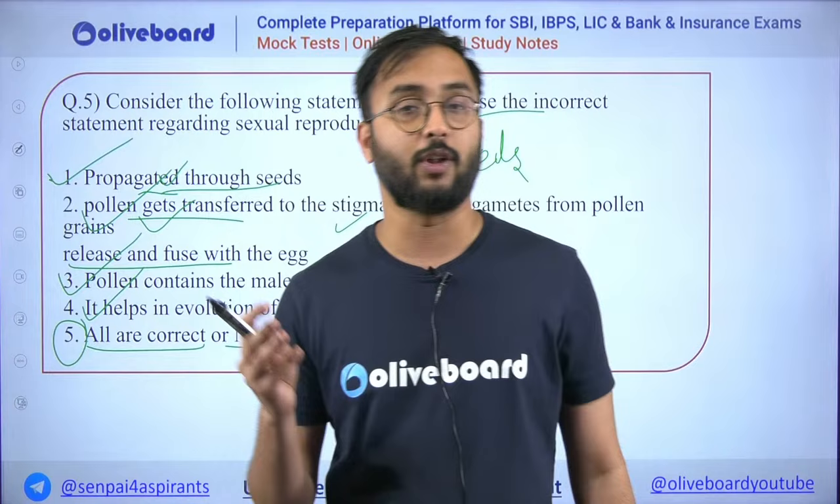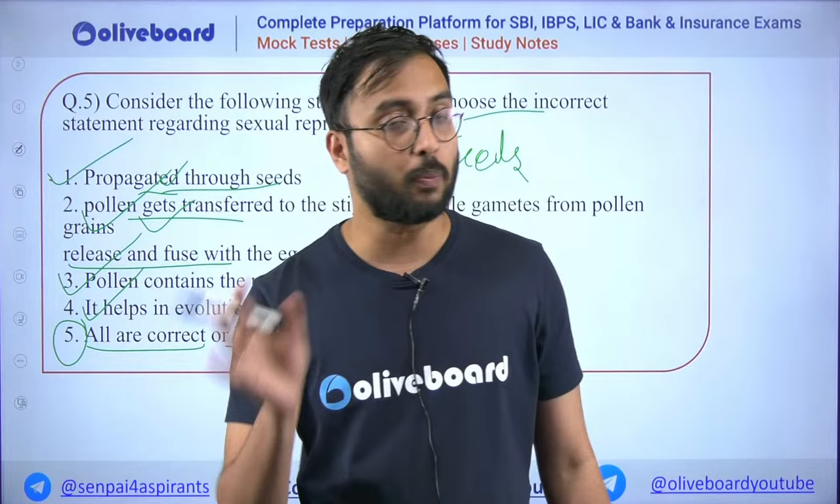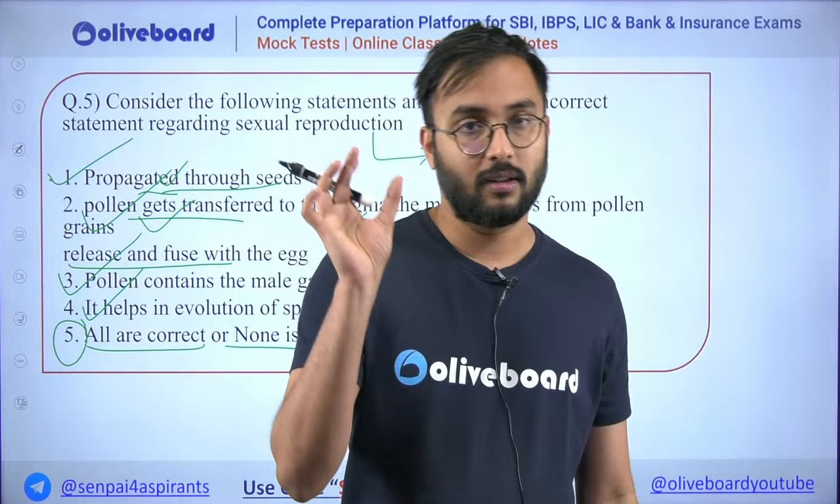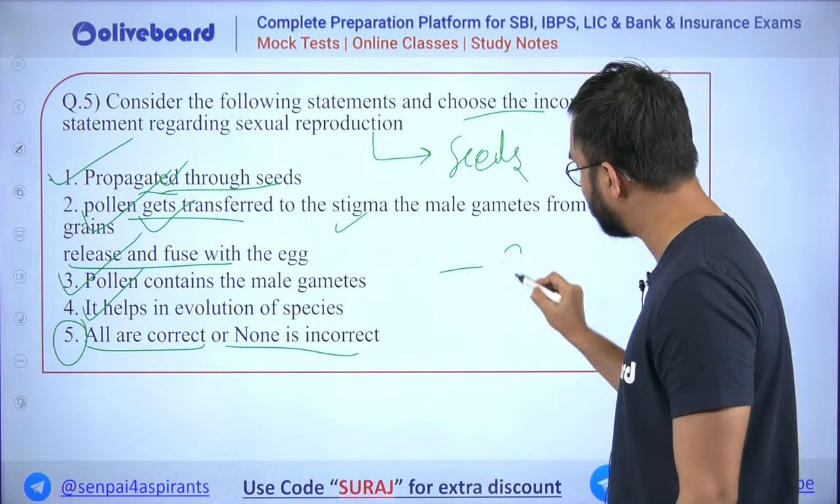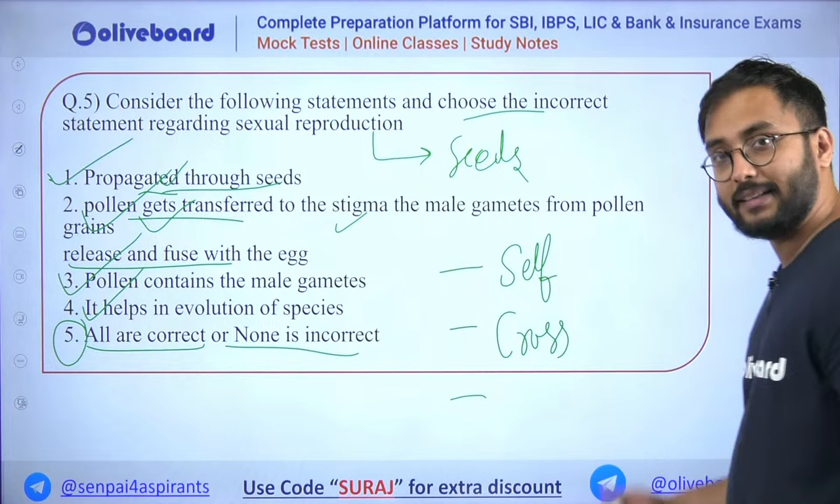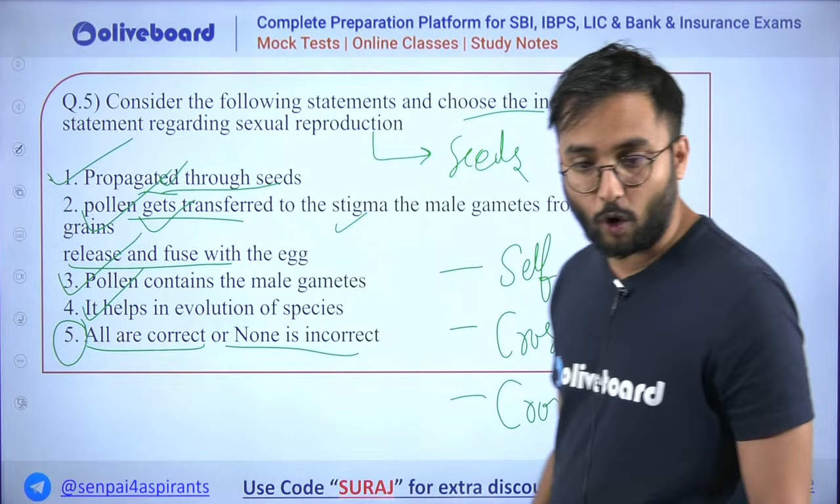Now, pollination is of multiple types. How many types of pollination are there? Self-pollination, cross-pollination, and then cross-self or combined.